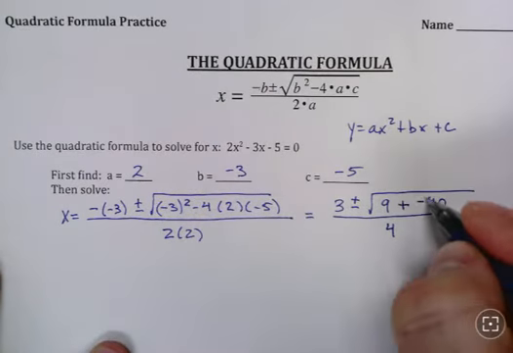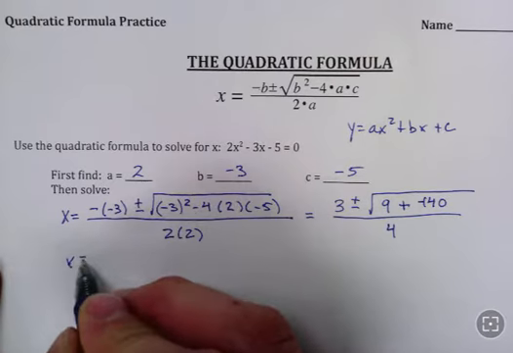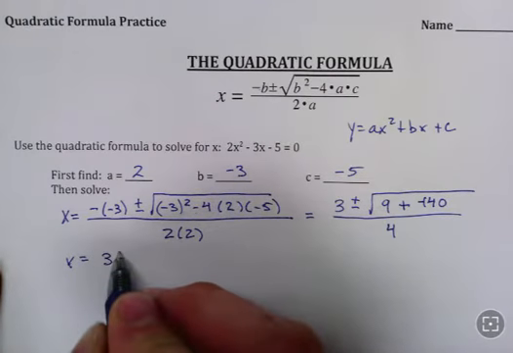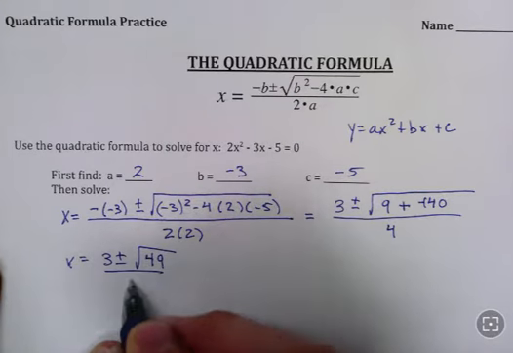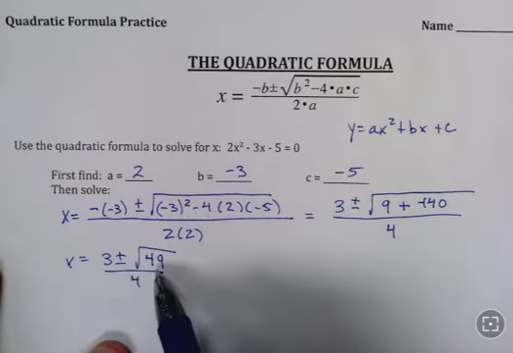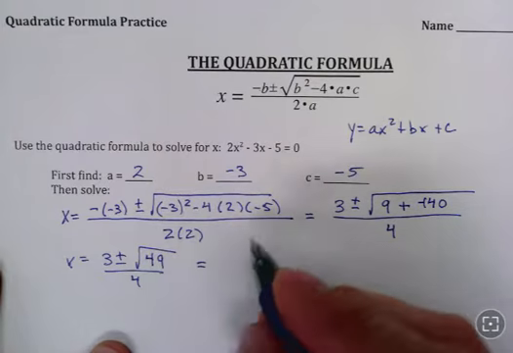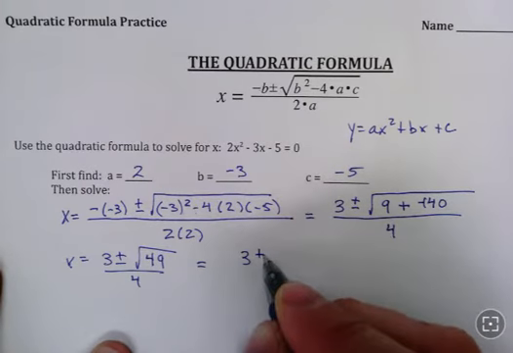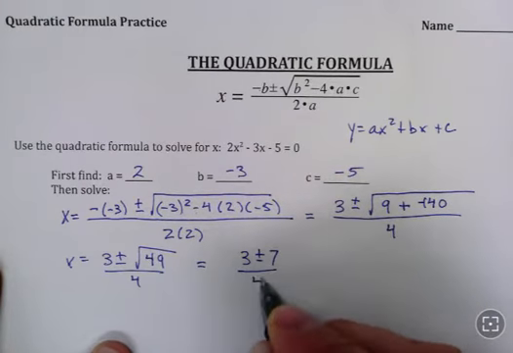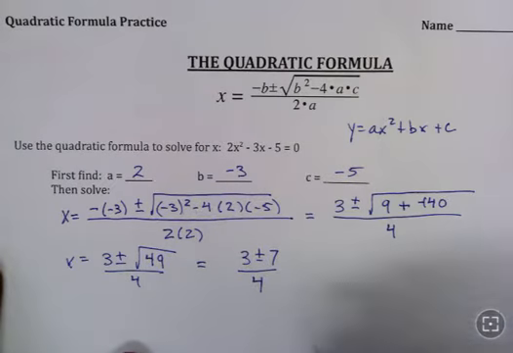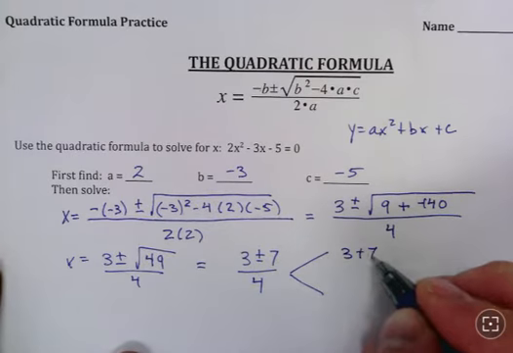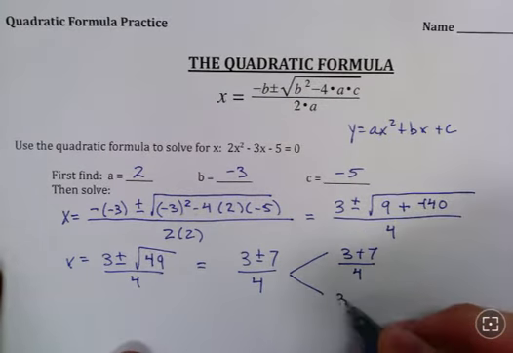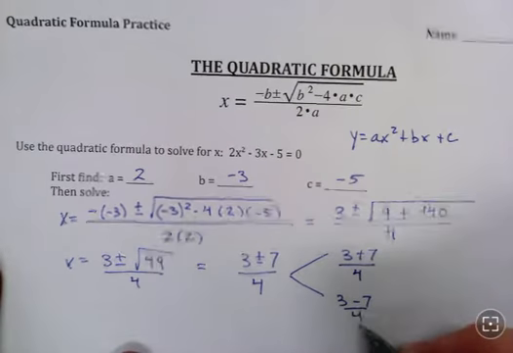That's like adding. So as I simplify to my next step, that would be 3 plus or minus the square root of 49, all over 4. Of course, 49 is a square number, so that's nice. So that means that you have 3 plus or minus 7 all over 4. That turns into two different answers, one with the positive, one with the negative. So you have 3 plus 7 over 4, and you have 3 minus 7 over 4.